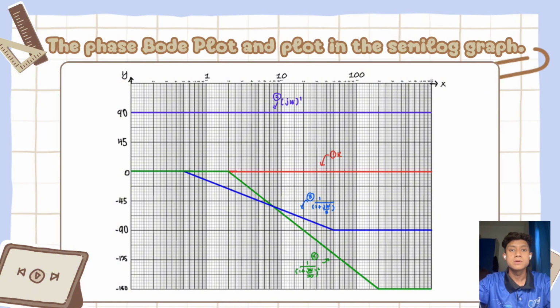We plot each component of the transfer function separately on the semi-log graph, using degrees on the vertical axis and frequency omega on the logarithmic horizontal axis. The purple line represents the zero at the origin. Since a zero at the origin always contributes a constant phase of plus 90 degrees, this line stays flat at positive 90 across the entire frequency range. The red line is our 0 degree reference line. It helps us see clearly how far each component shifts away from 0 phase.